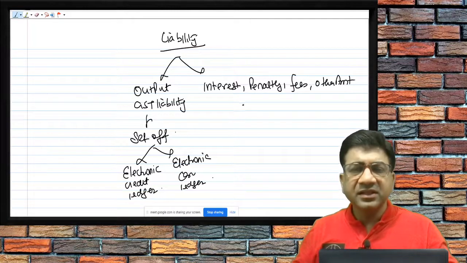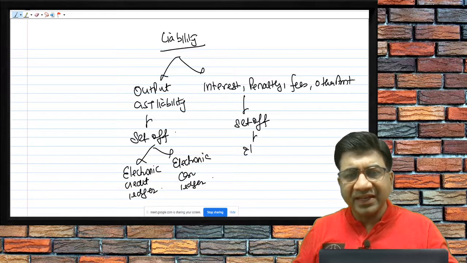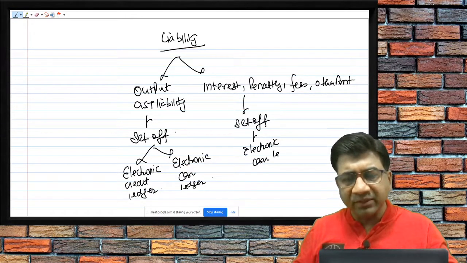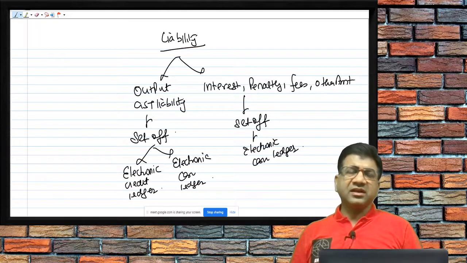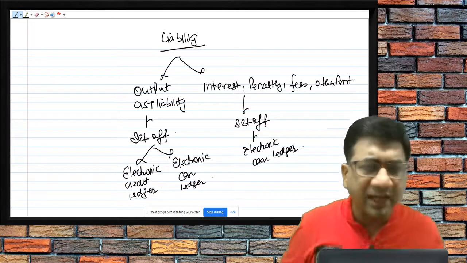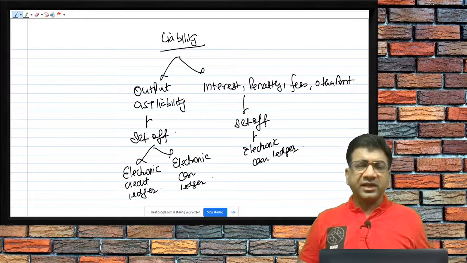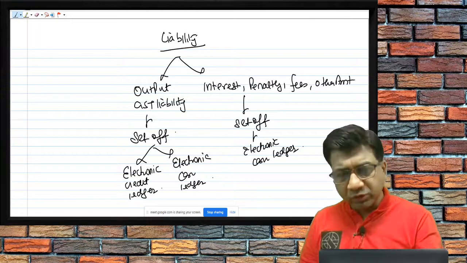But guys, this can only be set off from the electronic cash ledger. Yes, so you need money in the cash ledger to pay off your interest, penalties, fees and other amounts. Please write it down. Your output GST liability can be set off either from the electronic credit ledger or the electronic cash ledger.